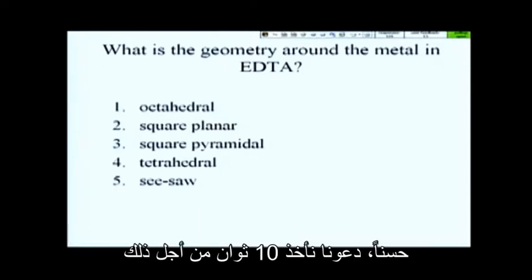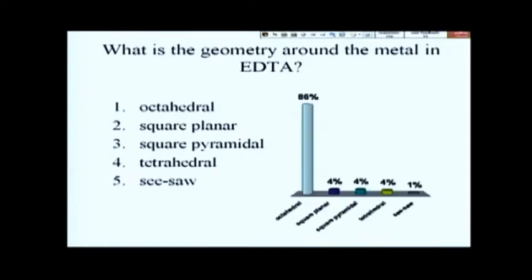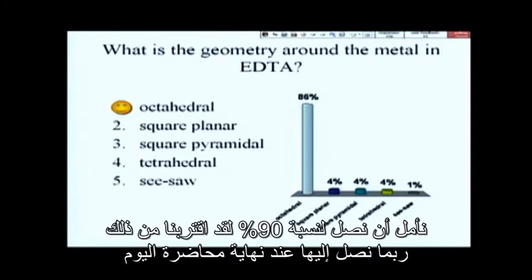All right, let's take only 10 more seconds. Hoping for 90, we're getting close, maybe by the end of today.